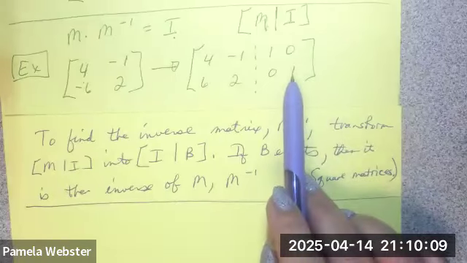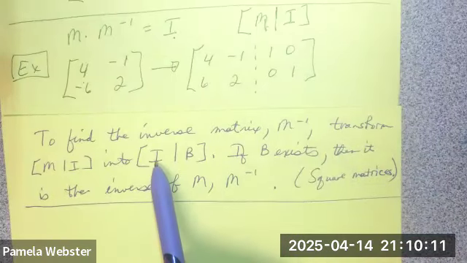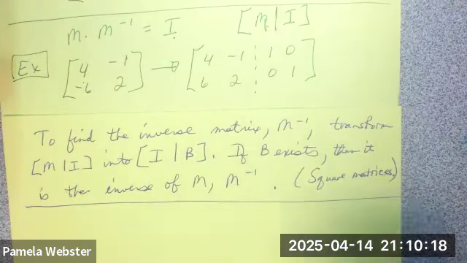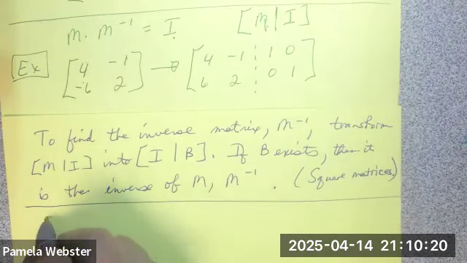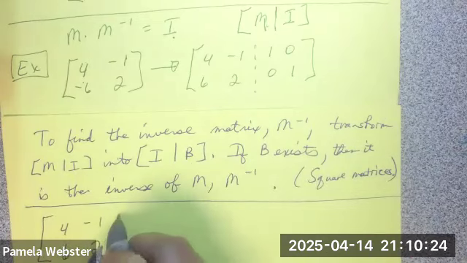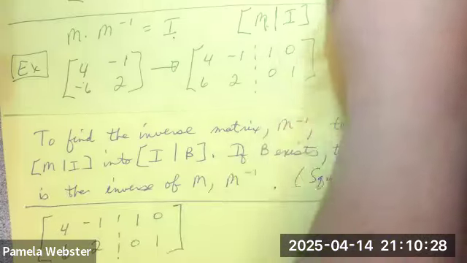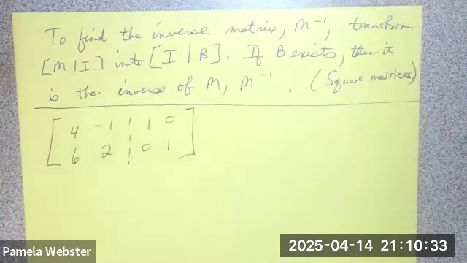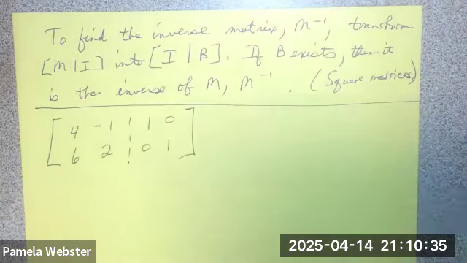So I want to transform this guy into the inverse, augmented with some other matrix, and we'll see what that looks like. So let me pull this guy down so I'll have plenty of room to work on him. 4, -1, 6, 2, and he's augmented with 1, 0, 0, 1. And I want to make that into the identity.